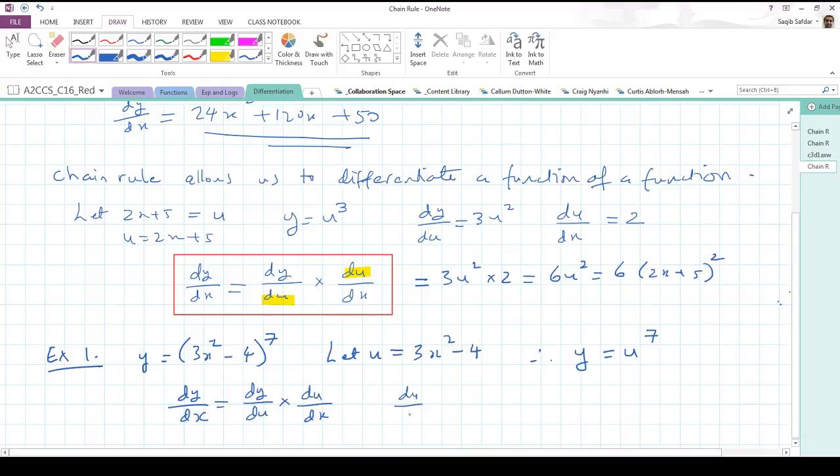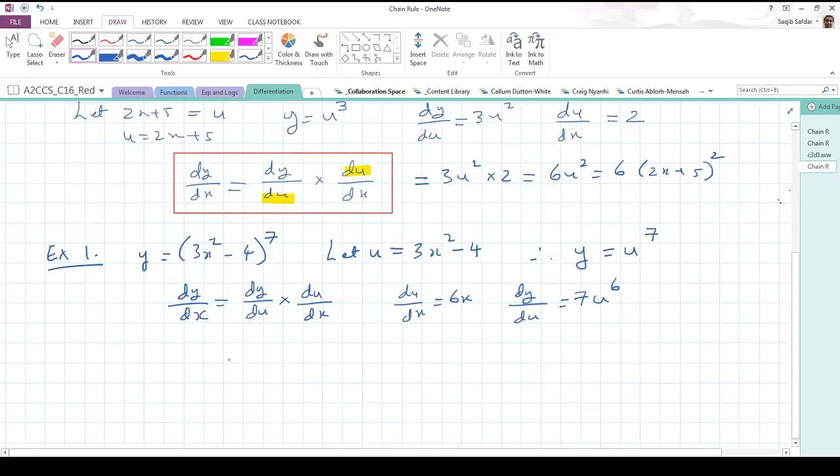Now, du/dx equals 6x, and dy/du equals 7u to the power 6. So power comes down, take 1 away from the power. And so therefore dy/dx is 6x times our 7u to the power 6. 6 times 7 gives us 42, times the x times u to the power 6. We go back to our original substitution, so that gives us 3x squared take away 4. Put it in a bracket, the whole thing to a power 6, and that's it.